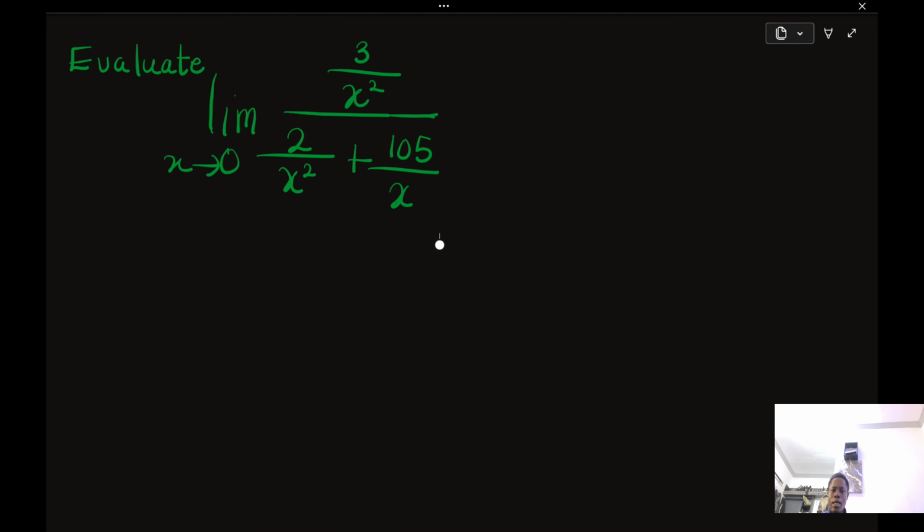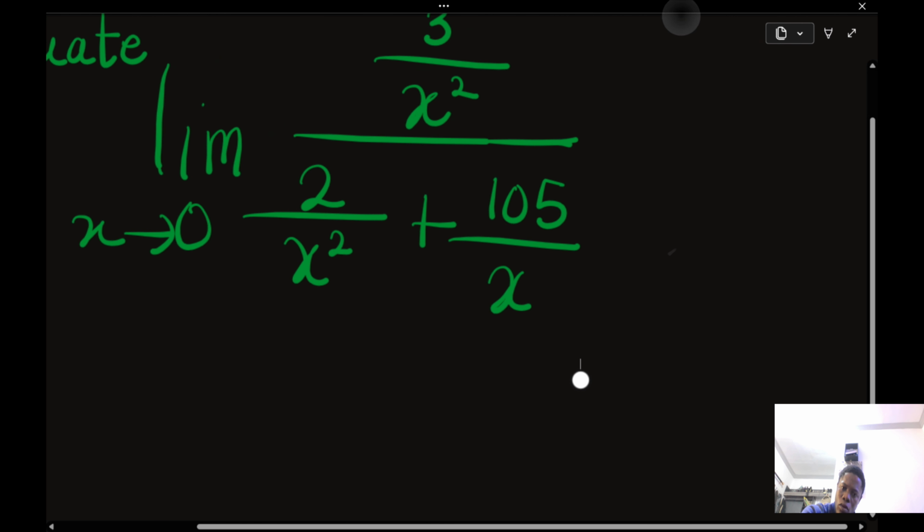You could see that anytime you substitute 0 into this expression, it will render it undefined. So there's no need for you to substitute 0 into the expression. The best way to evaluate this is to identify the variable with the highest power. So let us do that and see what will happen.